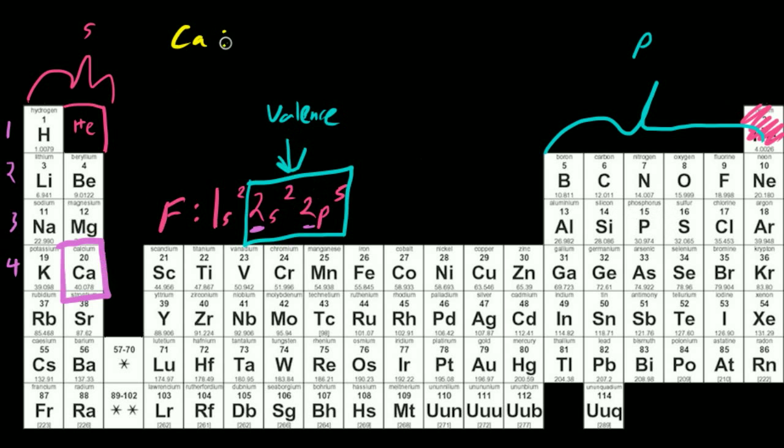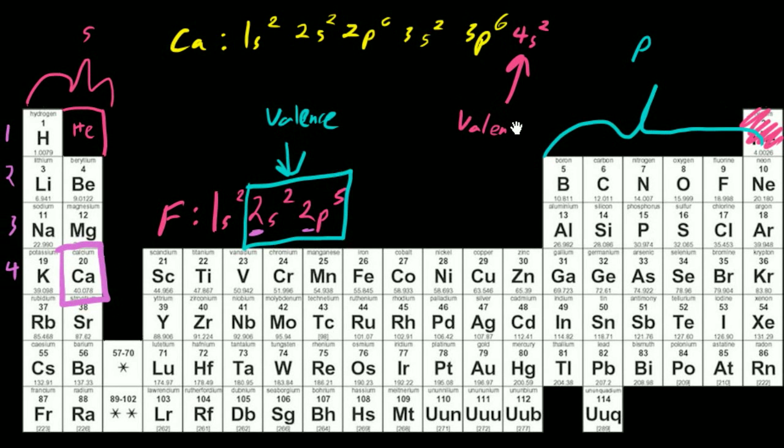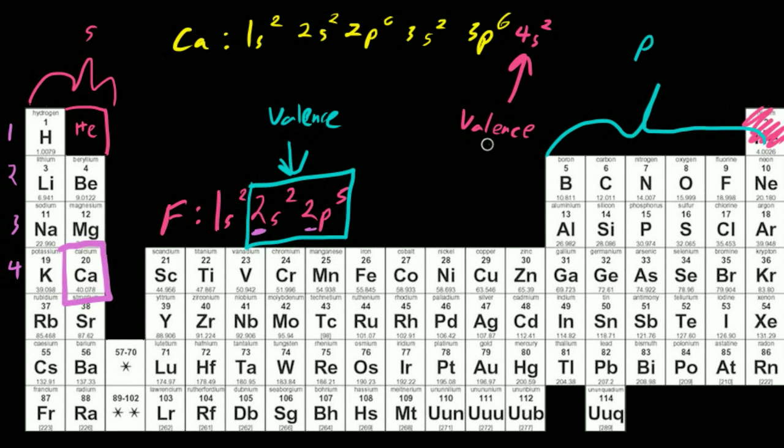For calcium, we can say this is 1s2, 2s2, 2p6, 3s2, 3p6, and then after 3p6, what do we have? Well, we have 4s2, right? Those are the only electrons we have in this 4th energy level. For calcium, these are going to be our valence electrons.